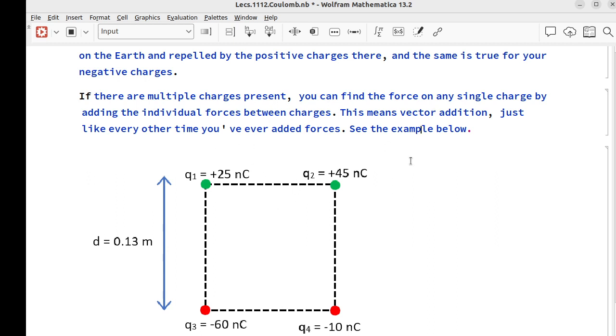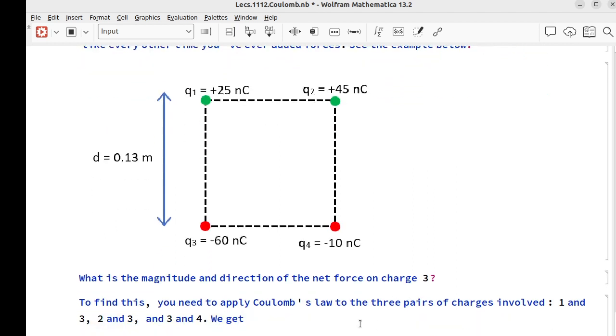All you're doing to find the net force on, for example, charge 3 is you have to find the Coulomb force between 1 and 3, between 2 and 3, and between 4 and 3. Those are three vector forces, and you have to add them as vectors, and you'll have the answer. So this is an example of a problem that's not necessarily very fun or interesting, but it's in pretty much every physics book because it shows you how to use Coulomb's law.